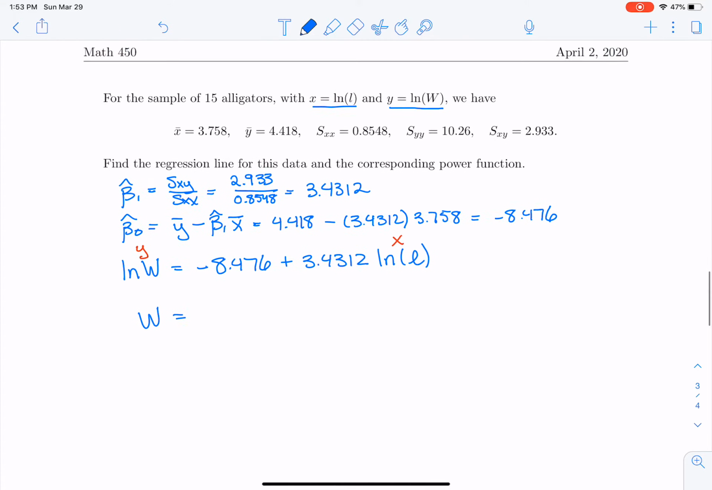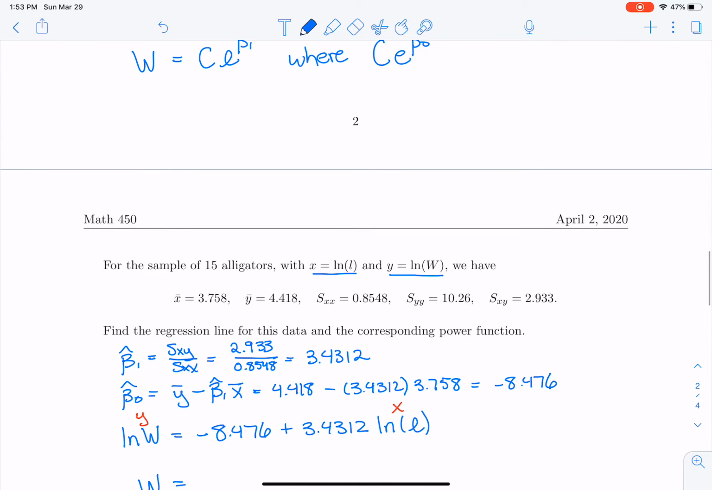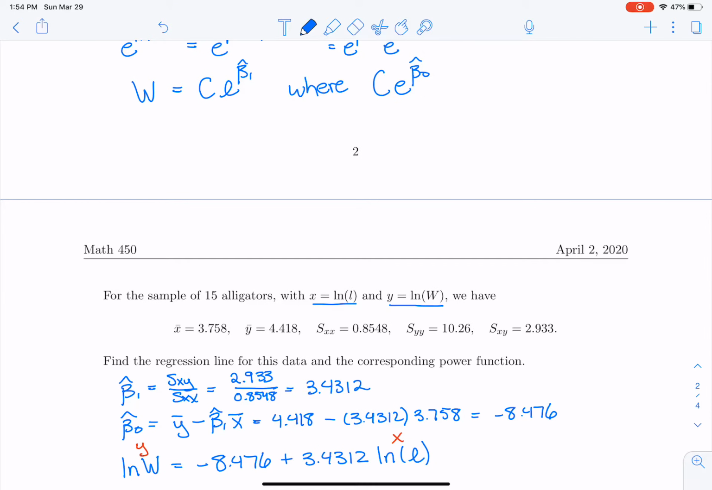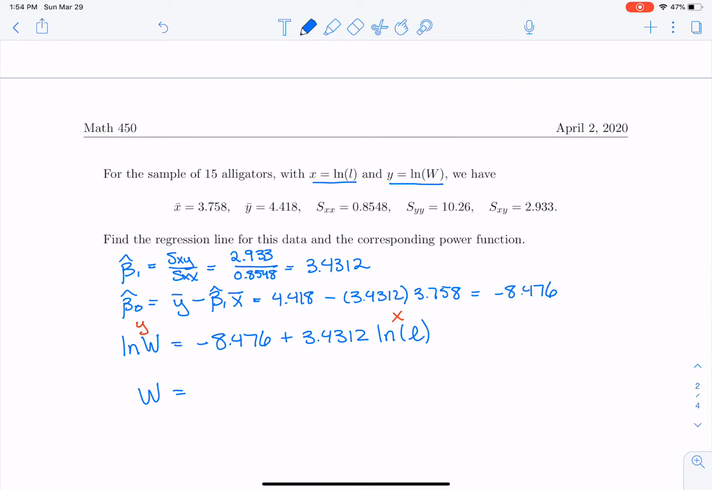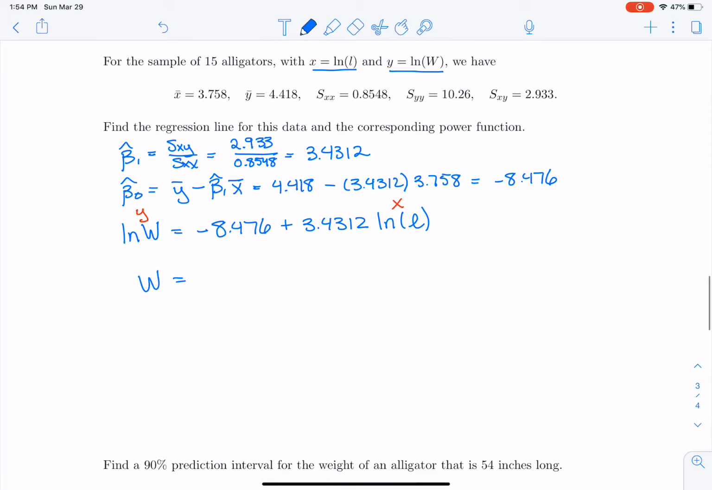W, as we saw before, I'll sneak back up here so we can see, is the constant, which is e to the beta 0 hat, times L to the beta 1 hat. So in this case, it is e to the negative 8.476 times L to the 3.4312. And I'm going to write this as W equals 0.0002, that's what e to the minus 8.476 is, times L to the 3.4312. And that gives me the relationship between the weight and the length.